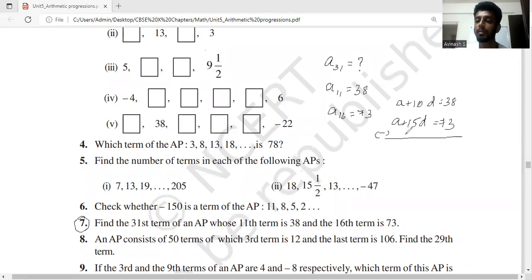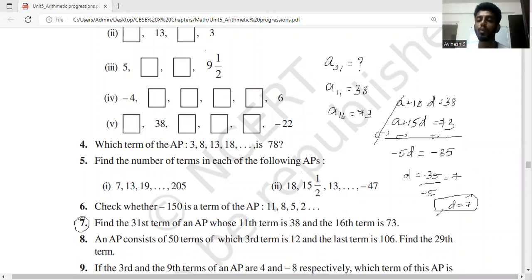And we can do the normal elimination that we usually do. So A and A will get cancelled. This will give us minus 5D, and this will give us minus 35. And D will be minus 35 divided by minus 5. So we will be getting the value of D as 7. So this is the value of D.